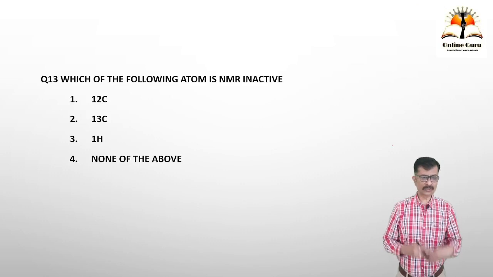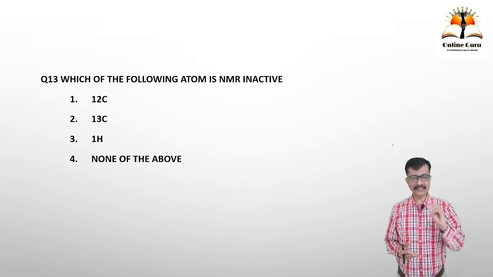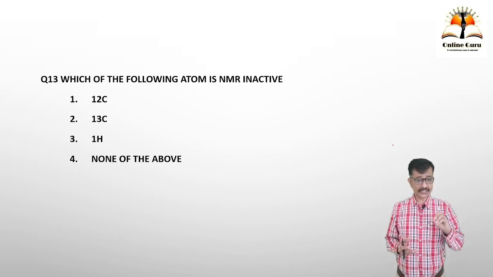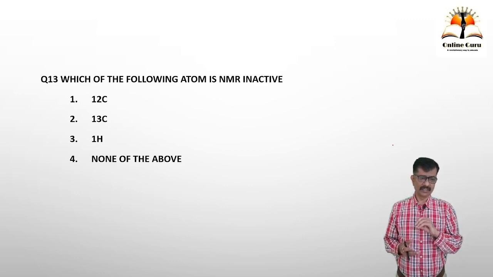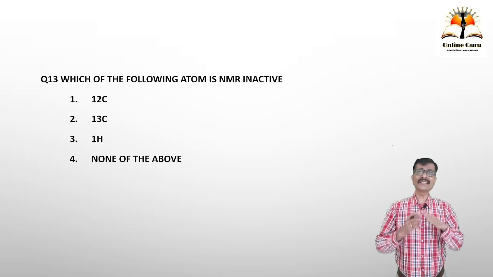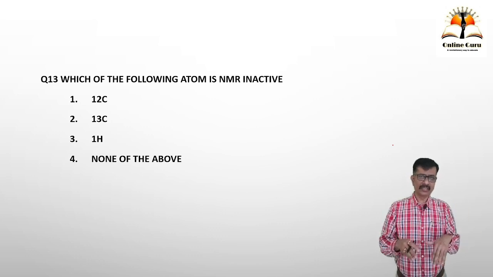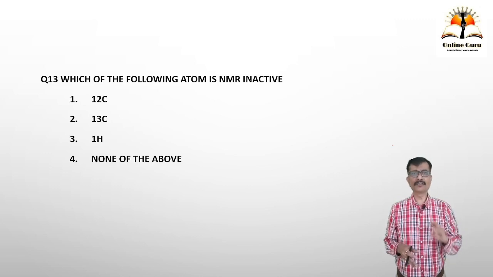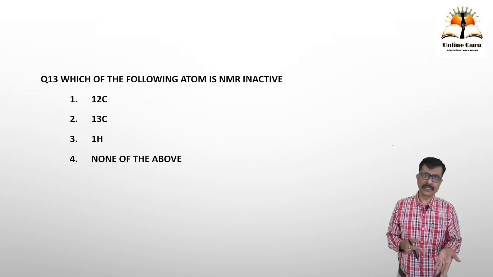Then let's move on to the next question. Which of the following atoms is NMR inactive? It's inactive, not active. So what decides whether your atom is NMR active or not? It will be decided by its spin quantum number. It should have a non-zero spin quantum number.